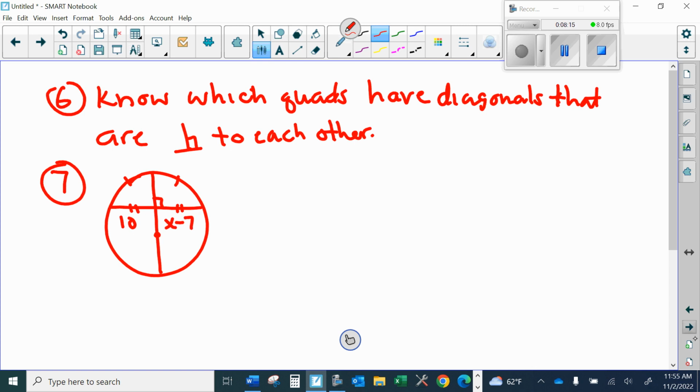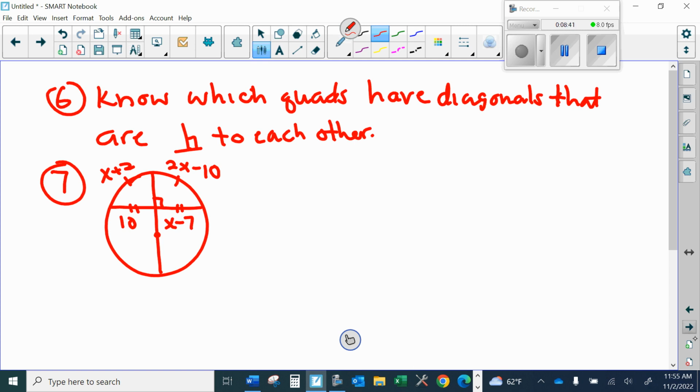I set x minus 7 equal to 10, I get x equals 17. I'm just making it real simple to go through it. Let's say this was x plus 2, and this is 2x minus 10. Okay, I set them equal to each other because the two arcs are congruent, and then I get x equals 12. And I might have to plug that back in to actually get the length.